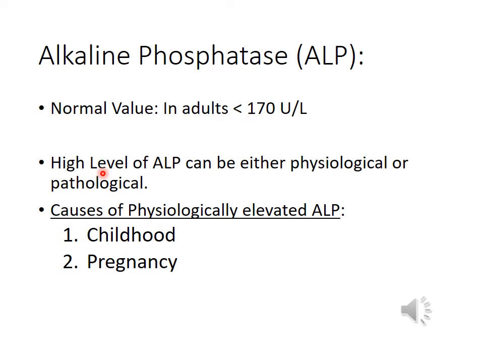High level of alkaline phosphatase can be found either as a result of physiological condition or pathological condition. Physiological means it's normal. It's high but it's normal. Pathological means it's abnormal. It's a disease state. Causes of physiologically elevated alkaline phosphatase are in 2 conditions. One is in childhood and one is in pregnancy. Why do you think? In childhood because of the growing bone, and in pregnancy because of the placenta.